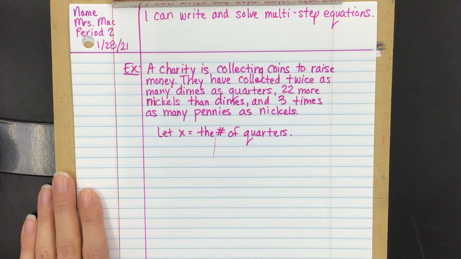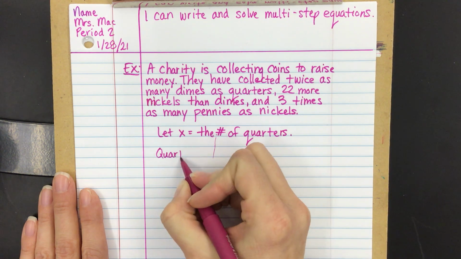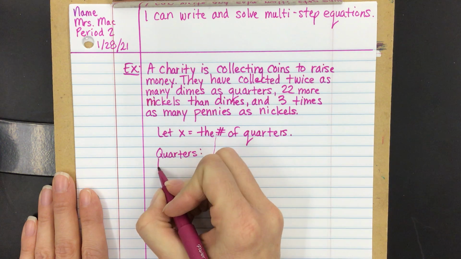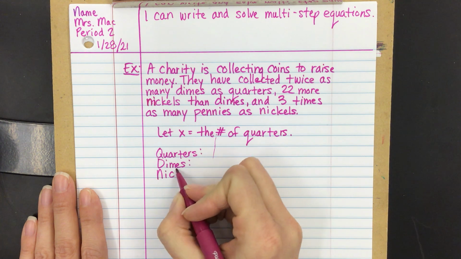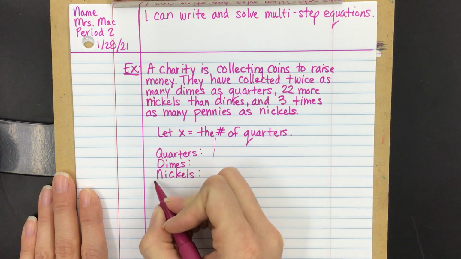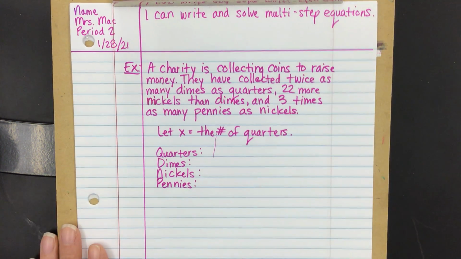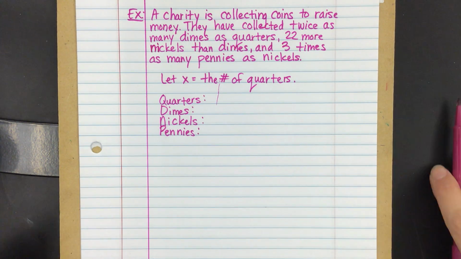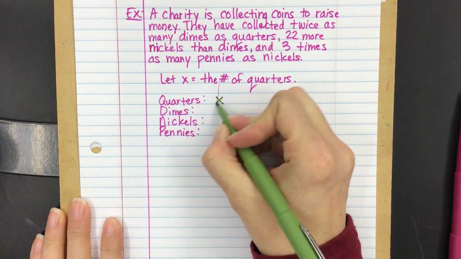And now we're going to write an algebraic expression for each type of coin. So we have our quarters, dimes, nickels, and pennies. Okay. So let's break this word problem apart a little bit. First of all, quarters is pretty straightforward because we know that the number of quarters is x. So we have x quarters.